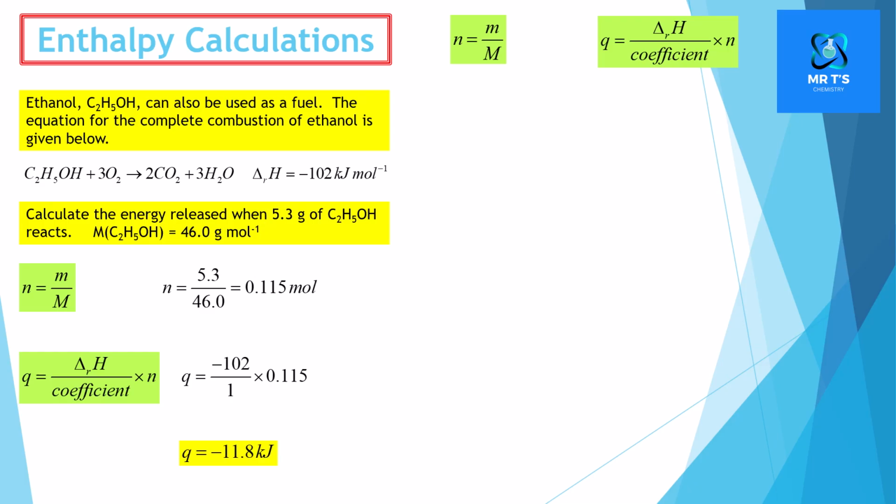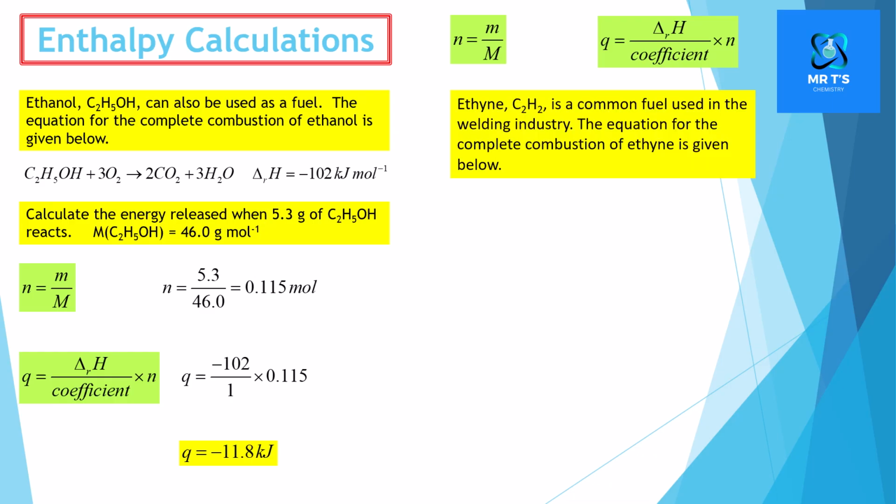I solve this, I write the answer to 3 significant figures, and I put the unit down. It's that many kilojoules. Minus 11.8 kilojoules. How much energy is released? Well, you could then write an answer and say, well, that's 11.8 kilojoules released. Of course, that's what the sign is saying. It's exothermic, so it's 11.8 kilojoules released. Okay, so they might ask you this way, but they might ask you the following question.